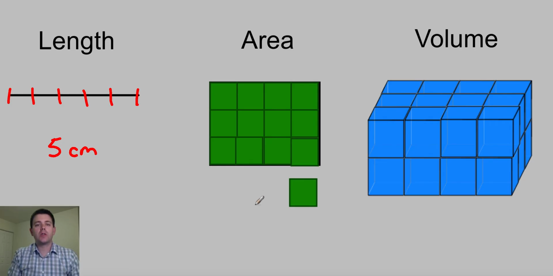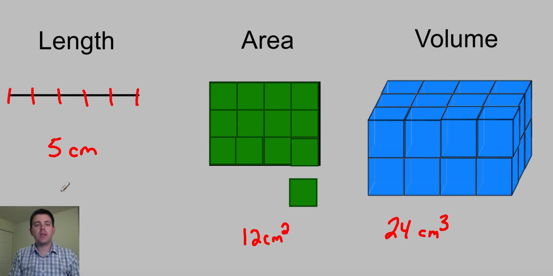So our units here would be 12 centimeters squared because it's 12 squares that fit inside. Here I've got 4 by 3 by 2, so that would give me 24 centimeters cubed. It's how many cubes could fit inside of there.